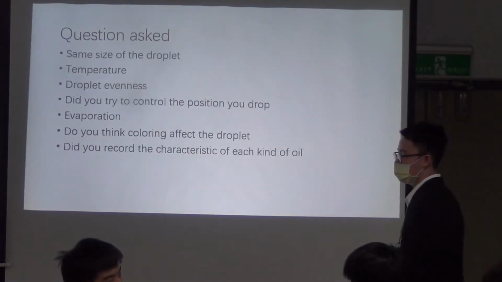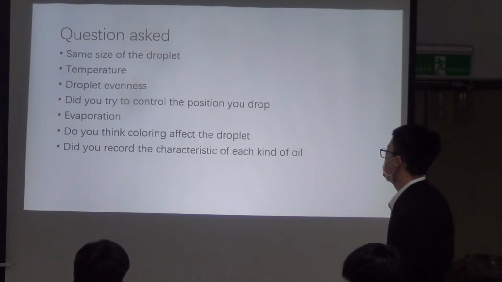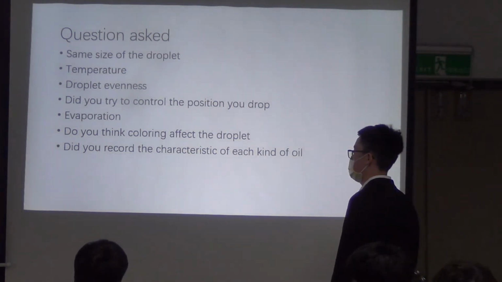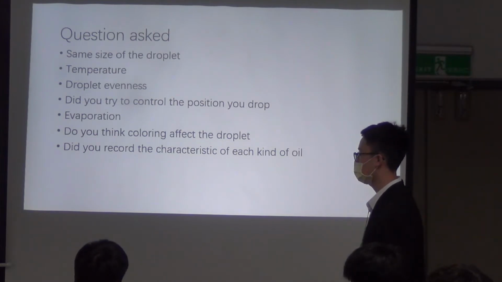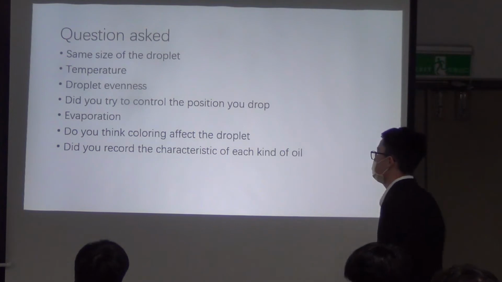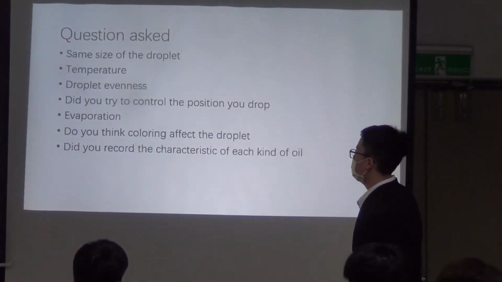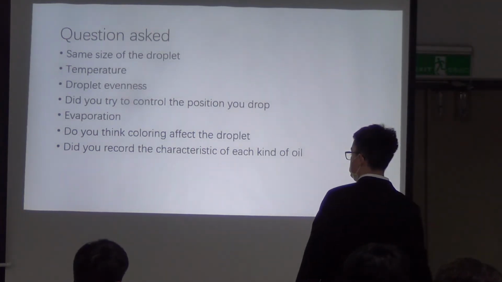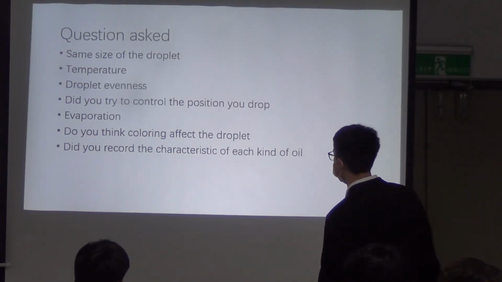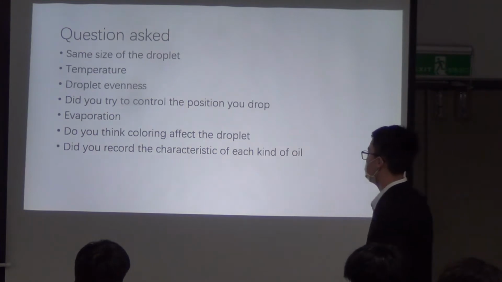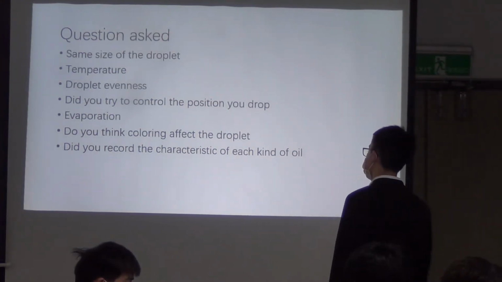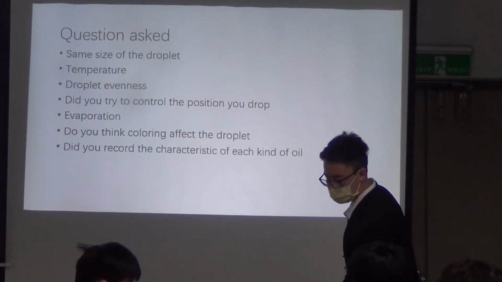And here are the questions that I tried to ask you. First, the same size of the droplet. The second, do you consider temperature as a variable? Third, the droplet evenness. And fourth, do you try to control the position that you drop? Fifth, do you consider the evaporation in your theory? And next one, do you think the food coloring affects the droplet? And the next, you recorded the characteristics of each kind of oil.